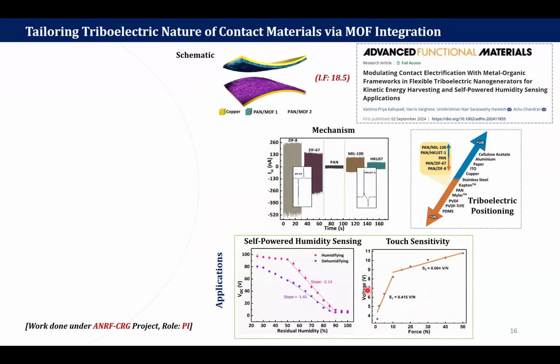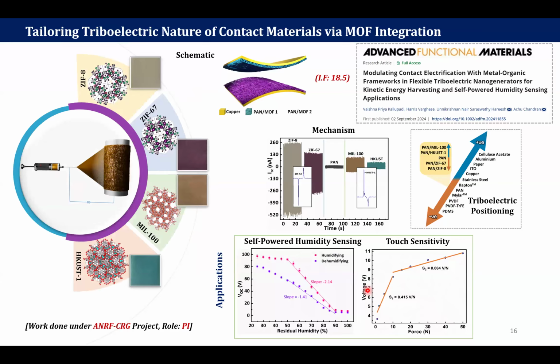We also work in this area of MOFs. For the very first time, we found that the triboelectric nature of a polymer like polyacrylonitrile can be tuned either to the negative side or to the positive side by wisely choosing the MOF material. If you take 1100 and HQST as a dopant to PAN, you can increase the tribopositivity.